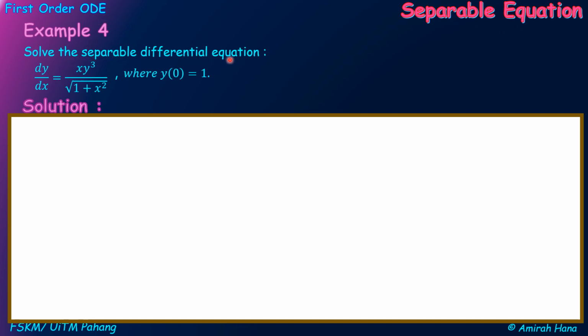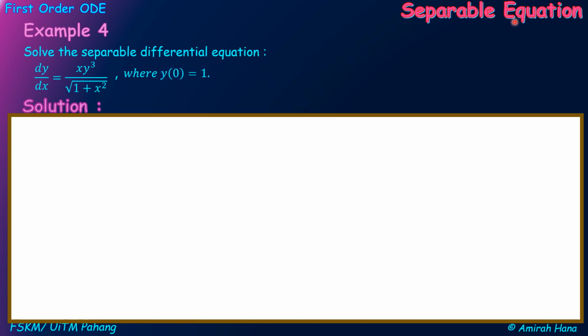Solve the separable differential equation dy over dx equals xy cubed over square root of 1 plus x squared, where y(0) equals 1. Right? y(0) equals 1 means the initial condition. And when the initial condition is given, we need to find the value of c after we integrate, right?